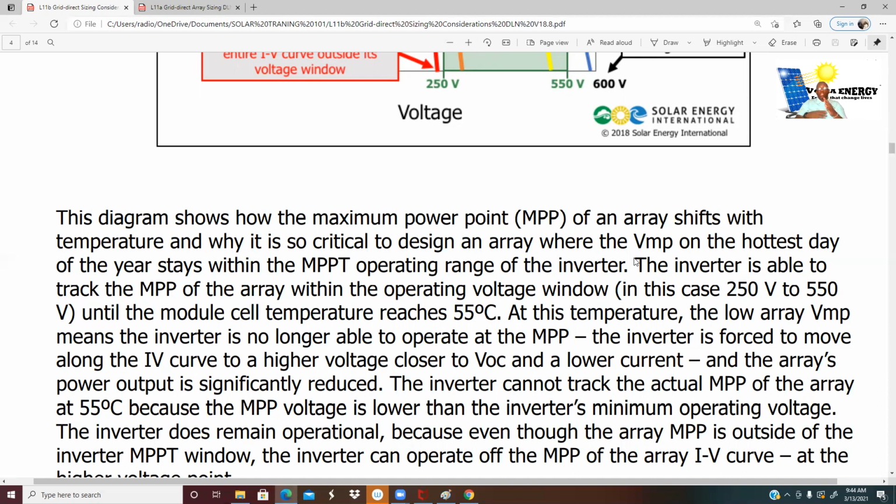means the inverter is no longer able to operate at the MPP, the maximum power point. The inverter is forced to move along the IV curve to a higher voltage closer to VOC and lower current, and the array power output is significantly reduced. The inverter cannot track the actual MPP of the array at 55 degrees Celsius, because the MPP voltage is lower than the inverter minimum operating voltage.